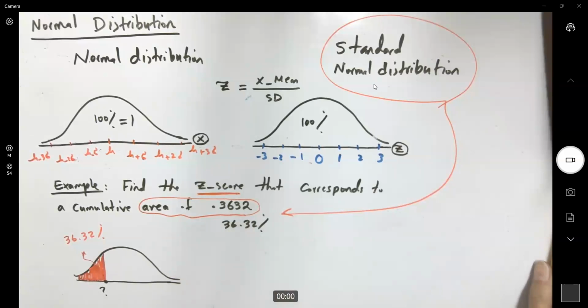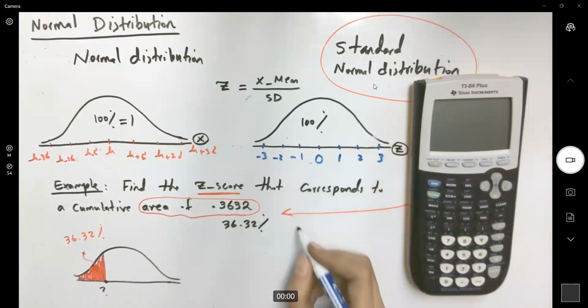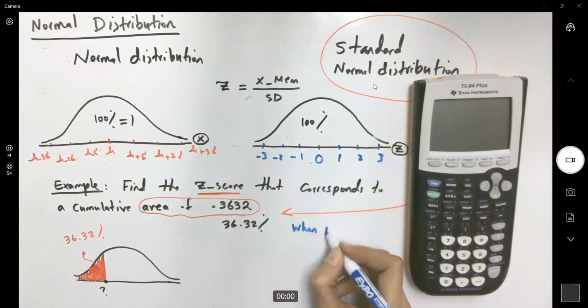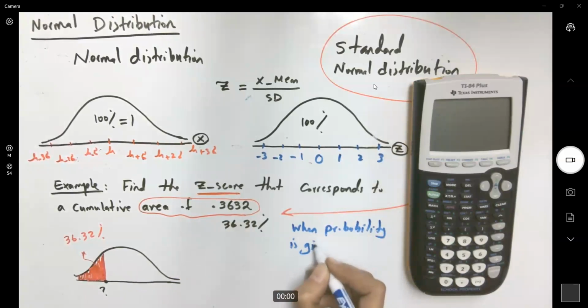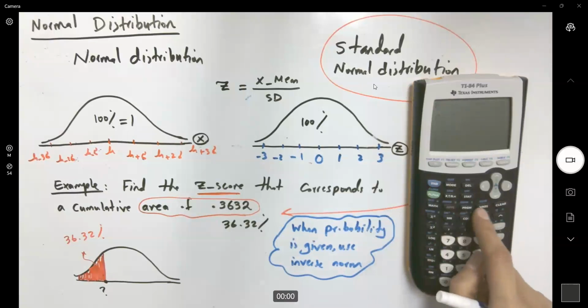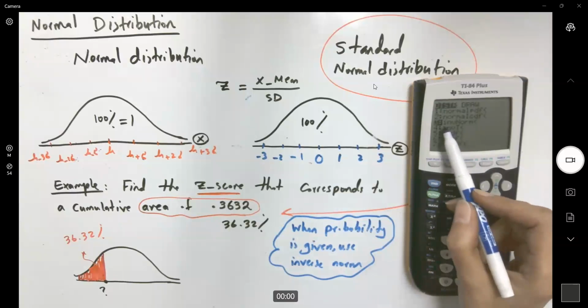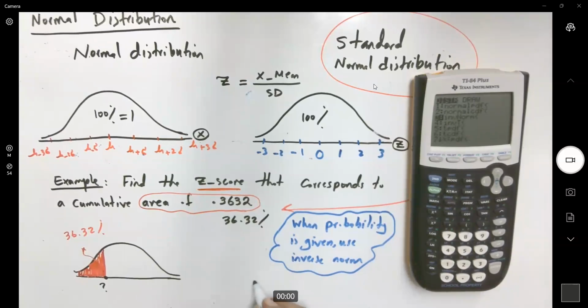So we look at our calculator and we need to find inverse norm. When probability is given, use inverse norm. This is the rule that we're going to follow. So where do I find inverse norm? Turn on your calculator. Second, Morse inverse norm. Okay, not that bad. You can manage that.